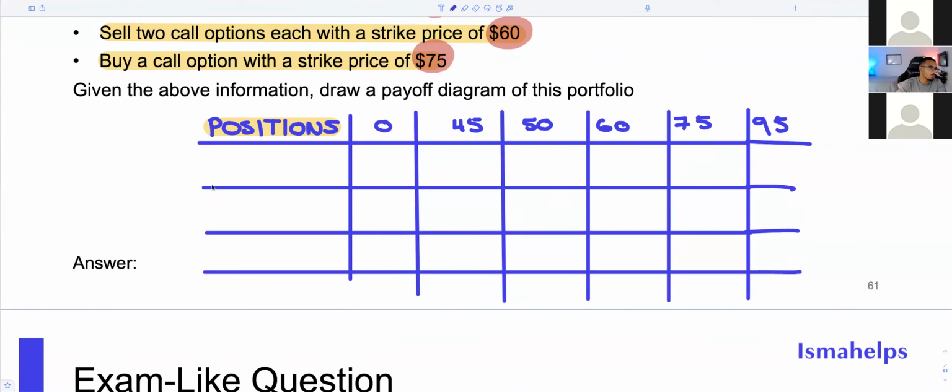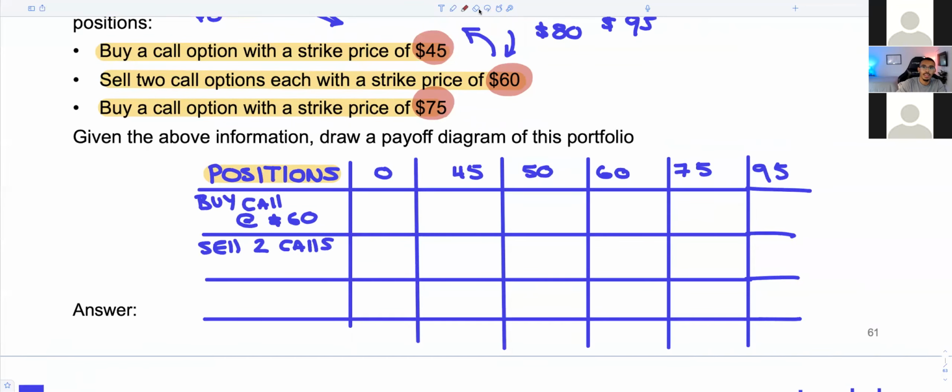And then we have our three positions, which is buy a call at 45. Sorry, my bad, I'm capping. Buy a call at 45, sell two calls at 60, and then buy a call at 75. This one's fun because it gets you working your mind a little bit. And then we're going to have our payoff.